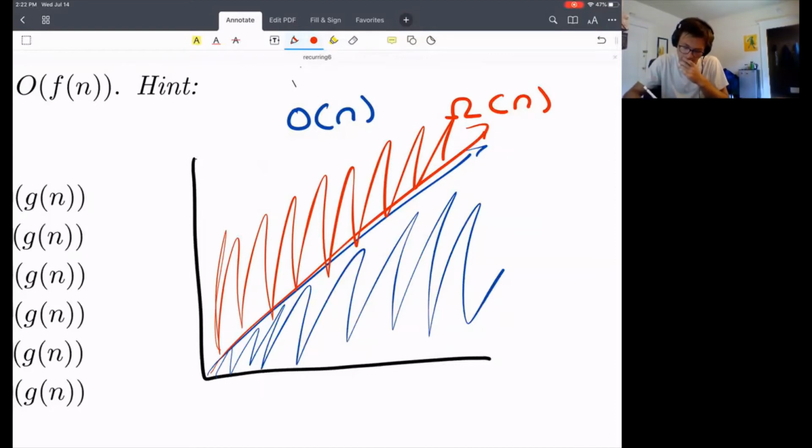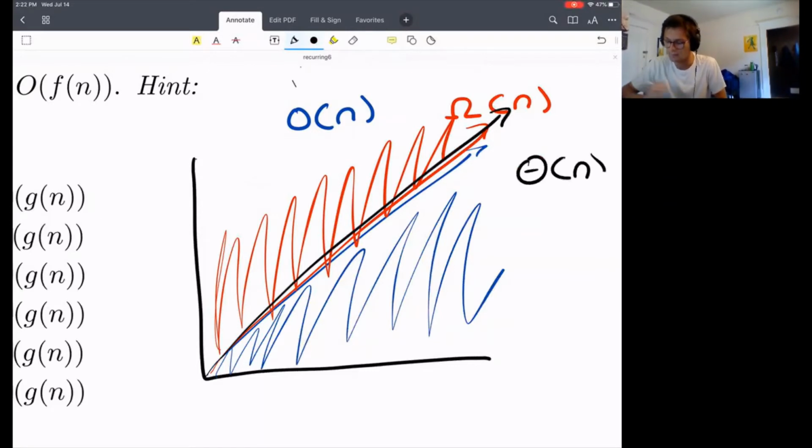And it's at the line itself, right? The only place where it is true that you are both in the blue region and in the red region is this line. When we have this case, we describe this line as theta of n. That's what it means to be both upper bounded and lower bounded by the same thing. This is also why you'll hear people say you can only have a theta bound when the omega bound and the O bound are the same, because this is what it means, right?